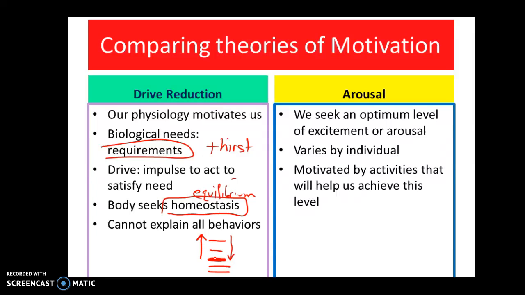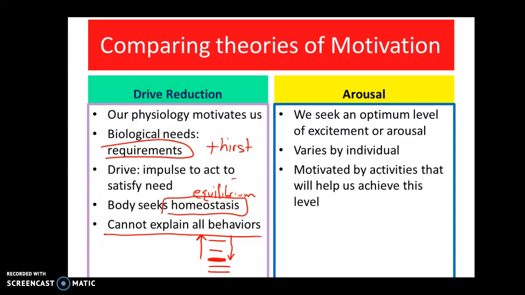Now, obviously this can't explain all behaviors, right? Because we're not always seeking to reduce the tension that's created by our needs. And not all needs that motivate humans are purely biological. So this can't explain all behaviors. What the arousal theory looks at is it's kind of trying to fill in the gaps. All of these theories are trying to fill in the gaps that the others create, meaning that no one theory can explain why humans do the things they do.